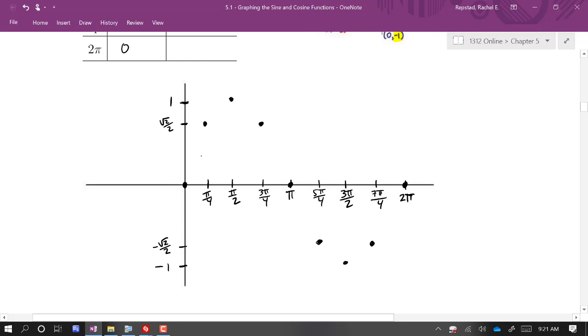So now we have these points, and the next thing we want to do is connect them. When you're sketching a graph by plotting points, we do not simply connect the dots with straight line segments. We want to draw a smooth curve that goes through all of these points. And that's going to look like this. So this is a graph of y equals sine x.